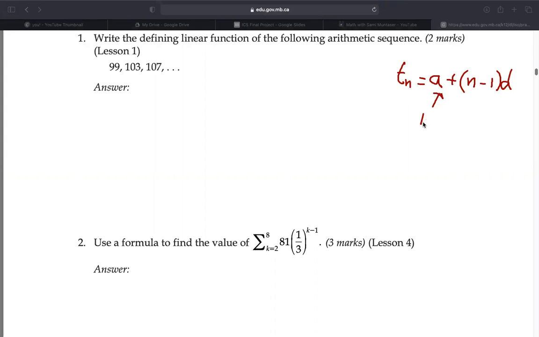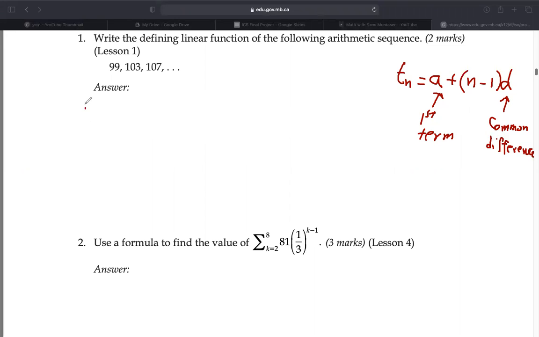A is the first term, and n is the number of terms. D is the common difference. To answer this, you need to know what a, the first term, is, and d. You don't worry about n and Tn. N is the number of terms, Tn is the nth term, so they want you to leave it in what we call general form.